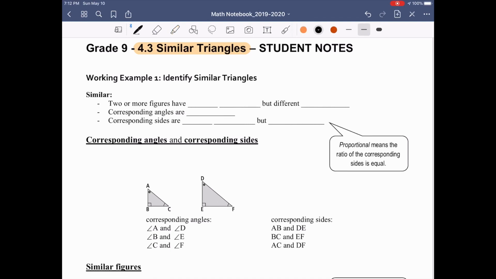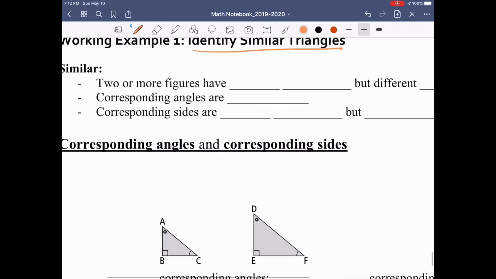4.3 is all about something called similar triangles. So we are going to start with that. Working example number 1 says to identify similar triangles. So before we do that, we have to actually define what they are.